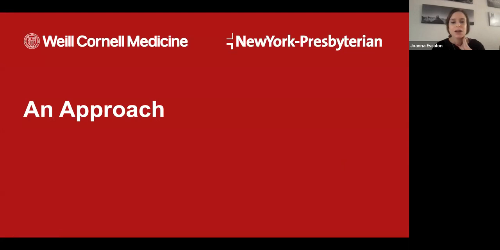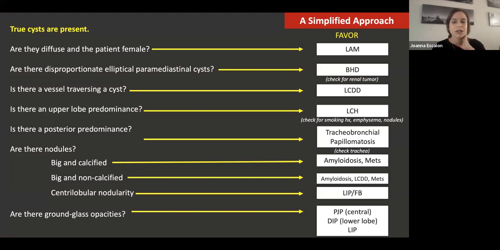So I'm going to end with my approach when I'm looking at a case and how to think about it and pull all together the different entities that we've seen. So the first thing to do, obviously, is to determine are true cysts present. So remember, they have to have walls, try to distinguish them from other things like honeycombing and cystic bronchiectasis. So if the cysts are there and they're diffuse and the patient is female, it's almost certainly LAM. If you see a disproportionate amount of elliptical paramediastinal cysts, then think of Birt-Hogg-Dubé. Scroll down to the abdomen and just double check if there's any renal tumors.